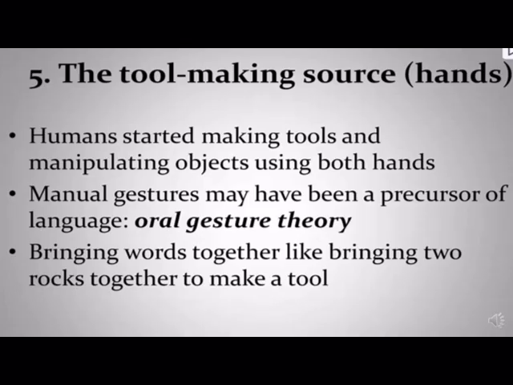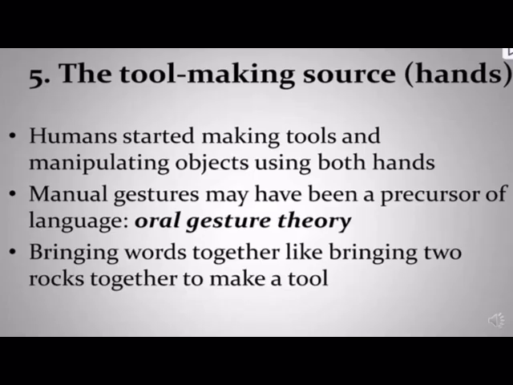Our first point is that humans started making tools and manipulating objects using both hands. It means that humans used to make things by their hands. They made things manually. They did their work manually. That wasn't the technology time. That wasn't the time of advancement. So people used to create things by themselves, using both hands.